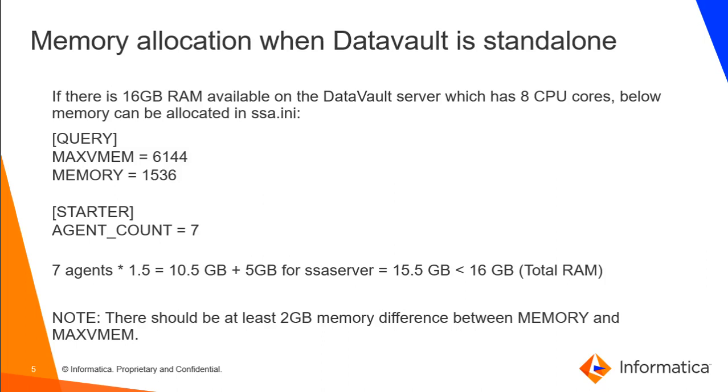When we do the calculation with respect to the formula shown in the previous slide, 7 agents into 1.5 GB is 10.5 GB, and 5 GB is allocated for the SSA server by default. So the total memory is 15.5 GB, which is still lesser than 16 GB. So this should be the optimum calculation. And one thing we need to make sure of is that the difference between the memory and the max vmem should be at least 2 GB.